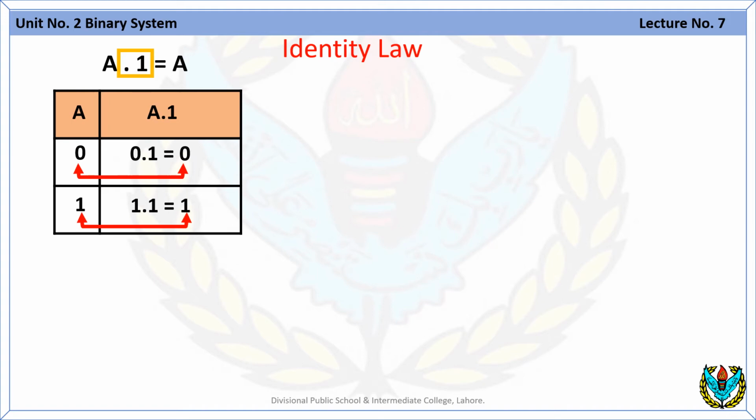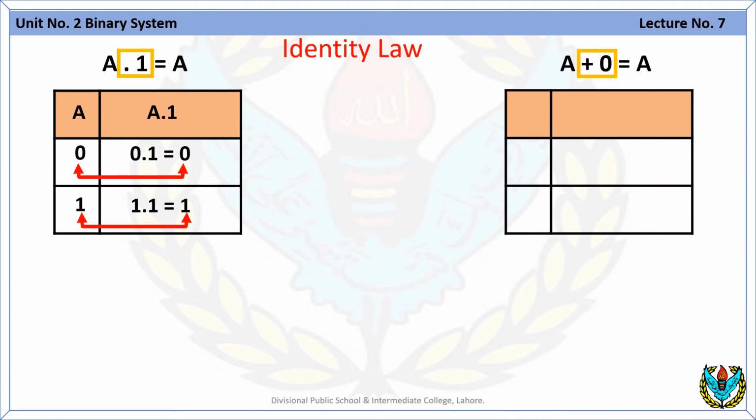Students, now 0 is an identity of the OR operator and it is always equal to that variable. For example, if variable A has 0 value, then after applying the identity law, its value is equal to 0, that is equal to variable A. On the other hand, if variable A has 1 value, then after applying the identity law, its value is 1, that is equal to variable A.